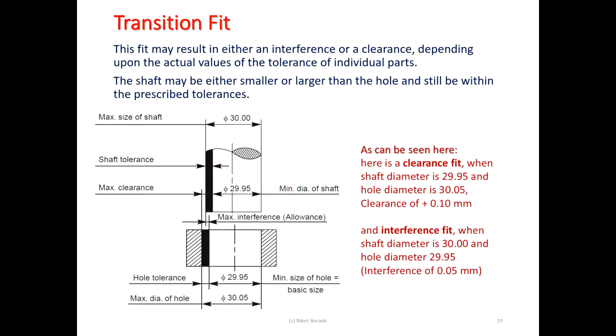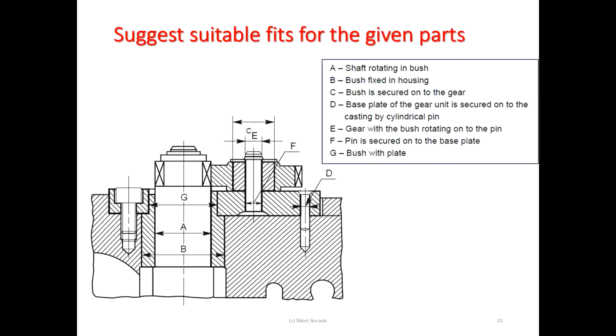So after the transition fit, we will continue. Now this is a nice example. A particular assembly is given here, and we have to think of it as a thinking exercise. What kind of fit is required between these parts?